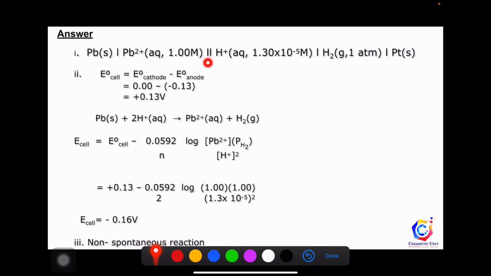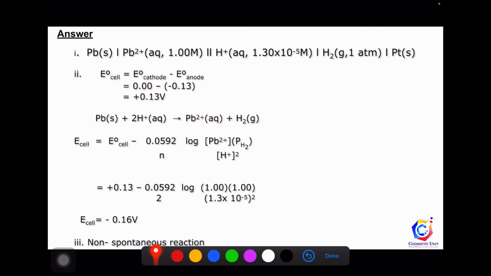Next would be the bridge indicated by two straight lines. Following the bridge would be the cathode. H plus ions in aqueous state are converted into hydrogen gas. The concentration of H plus ion is included as well, and the pressure of hydrogen gas is also included. Make sure to separate them with a straight line to indicate phase difference. Since the reaction requires a platform for reaction, it would be platinum as cathode. Place a straight line to differentiate the gas phase and the platinum solid phase.